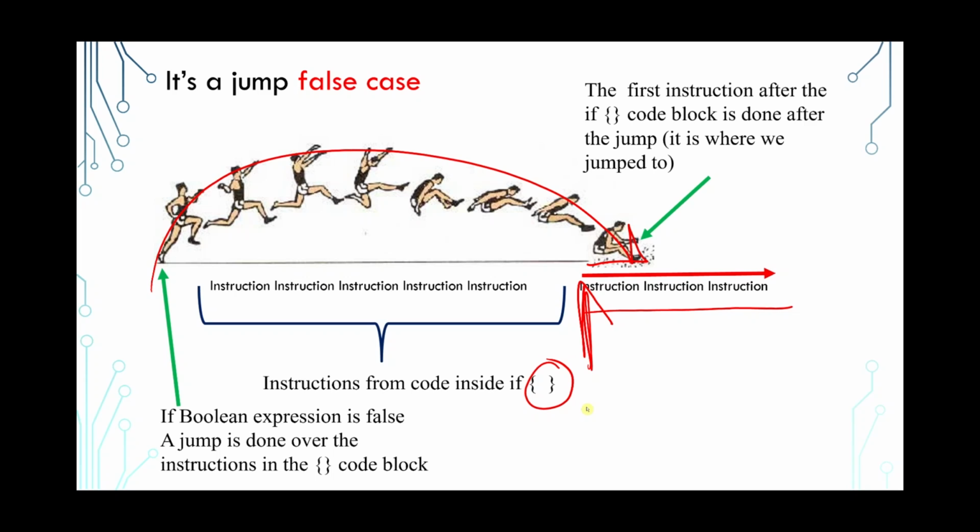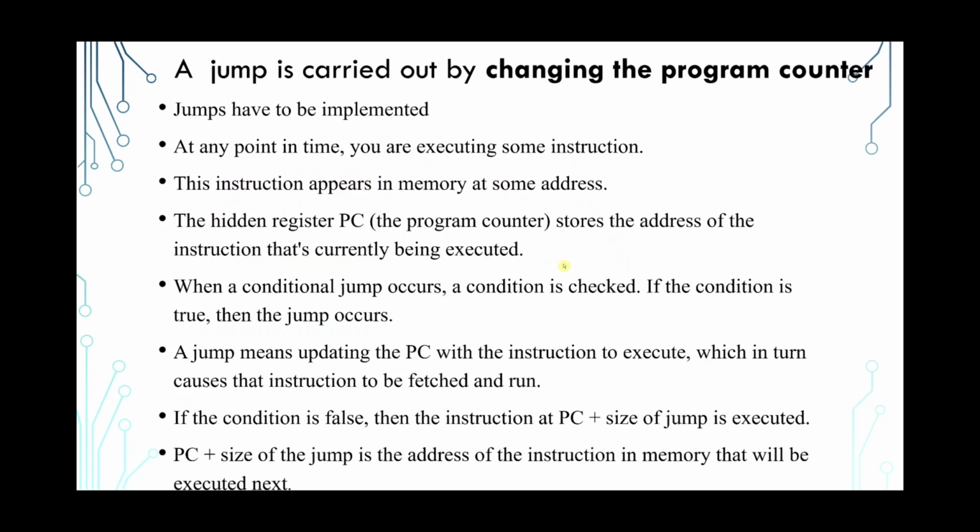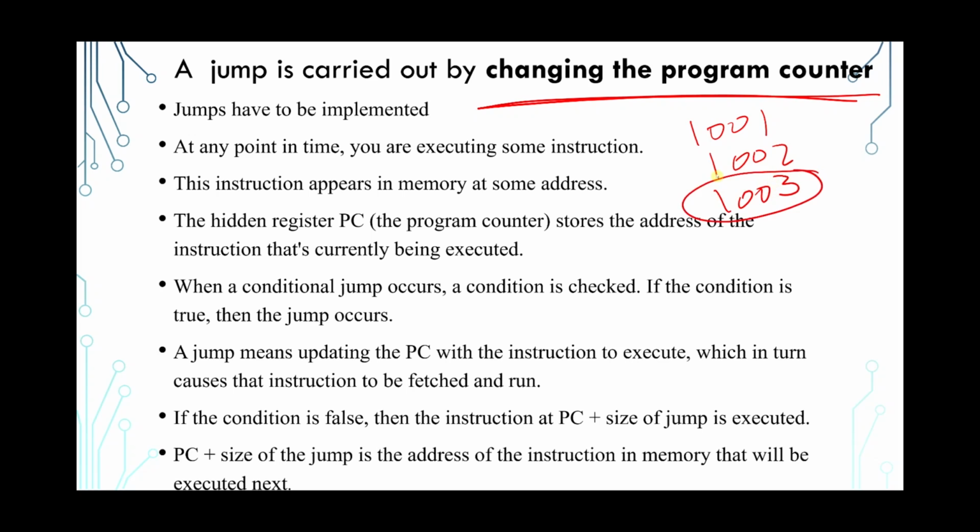So if the Boolean condition on the if statement is false, that means you would skip, right? How do I skip? By performing a jump. How do I perform a jump? A jump is carried out by changing the program counter. It's like I've been going 1001, 1002, 1003, assuming that the 1003 was checking a condition. And the condition was false, then I would skip these lines and I would go to 1009. So what are those? Those are the instructions inside the curly braces.